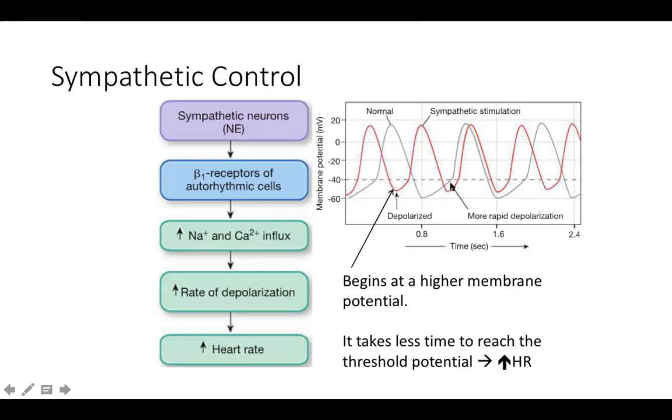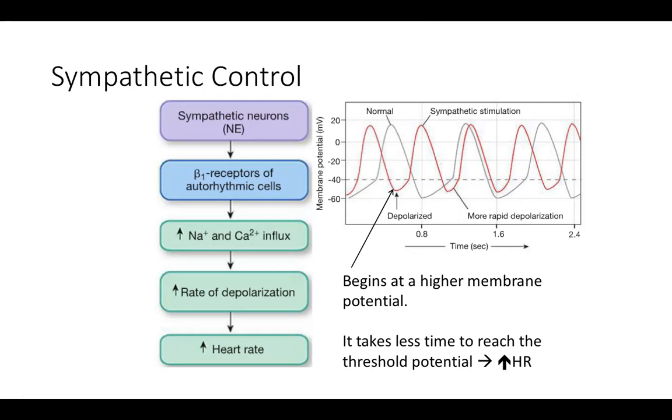So you can see in this case, you have about 5 heartbeats in the time that a normal heart would only beat 3 times. So it takes less time to reach that threshold. And therefore you're going to get an increased heart rate. So that's how heart rate can be changed.